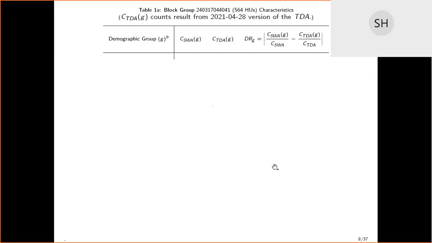So I want to share with you now data from a block group. It happens to be a block group in Maryland, and it happens to be my own block group, so I know a little bit about my block group. From 2010, the swapping count was 1,560 people. From the latest version of the top-down algorithm, the population is 1,587 people. If you look at the population 18 and over from swapping, from 2010, 1,198 people. The latest version of the top-down algorithm is saying 1,209 people.